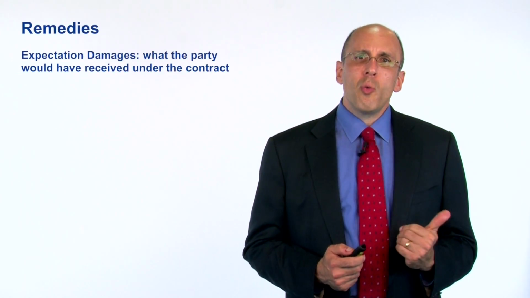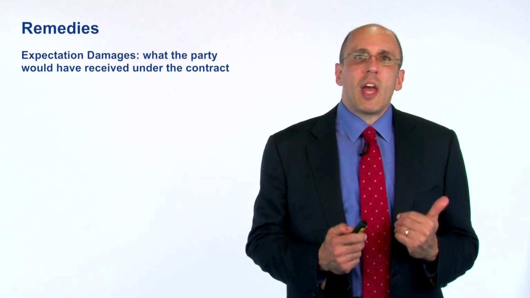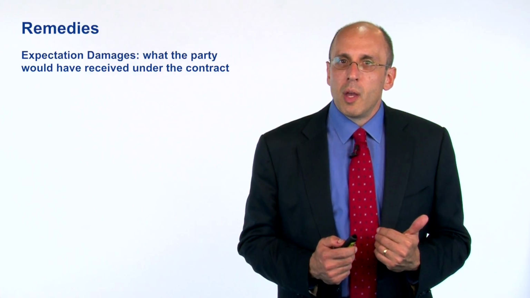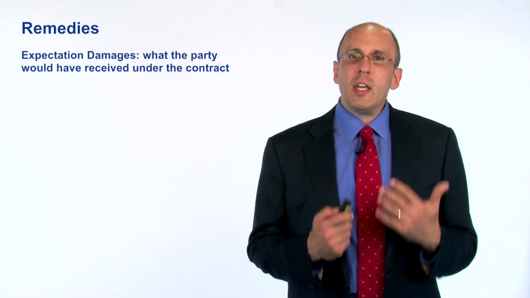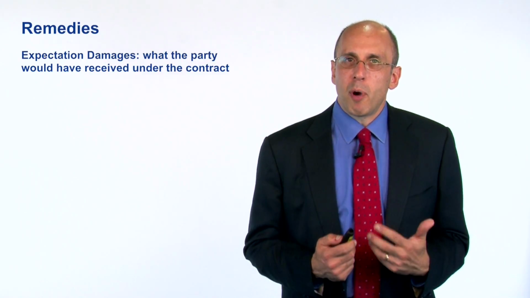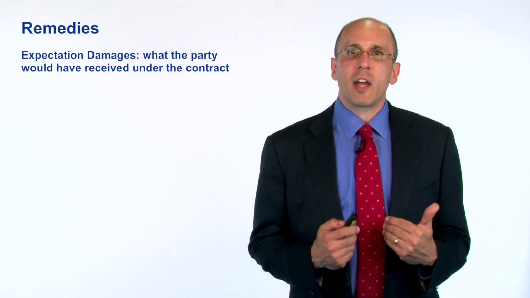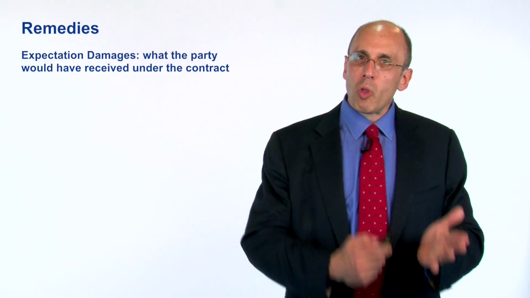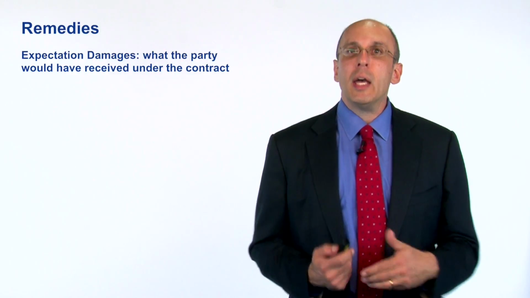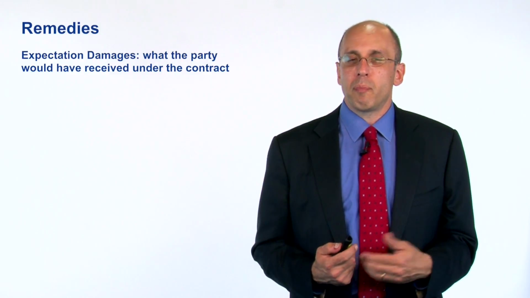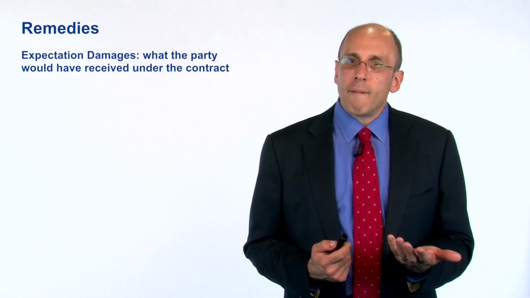Now, assuming there's been a breach, what are the remedies for a breach of contract? So the general remedy for breach of contract is known as expectation damages. And the idea of expectation damages is to give the party the benefit of the bargain. So if the contract had been performed, what situation would that party have been in? And that's the measure of damages. So what does that mean?